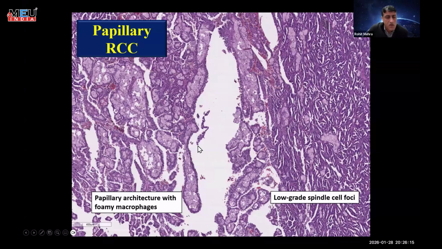And then we have this cuboidal to low columnar lining, and this is telltale for papillary renal cell carcinoma.